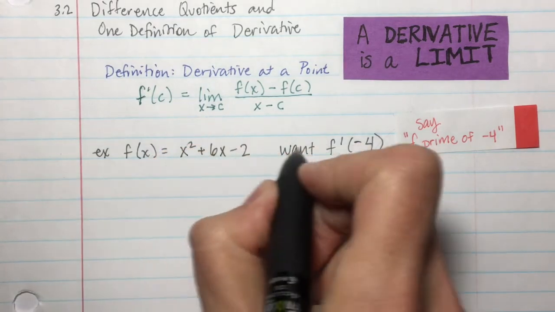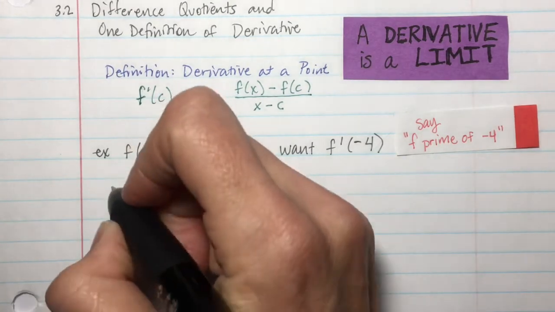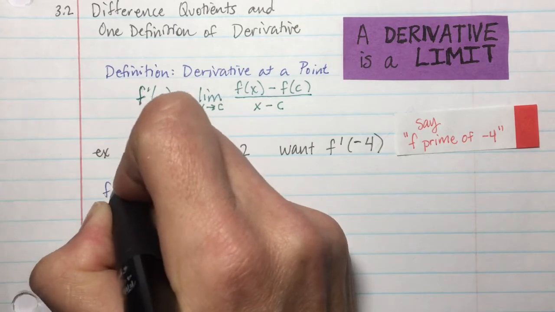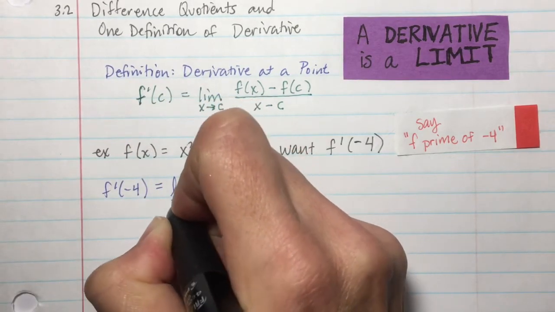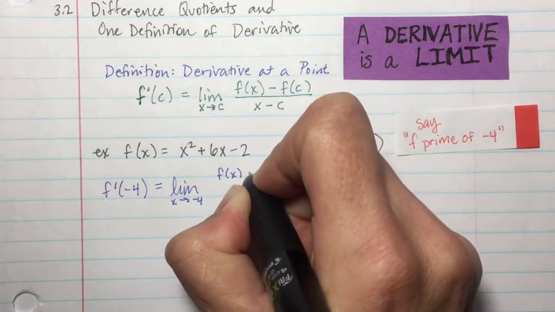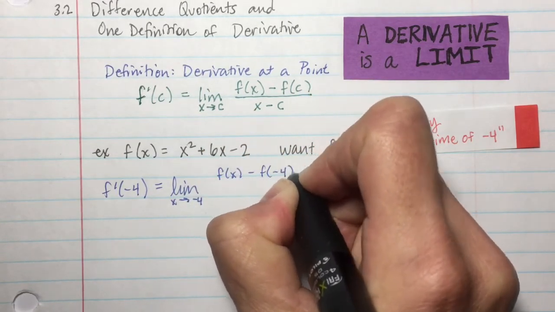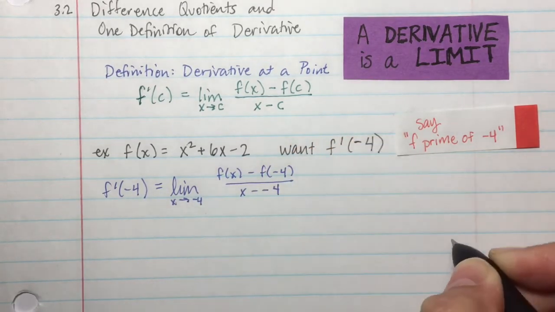So let's see this in action. We have this parabola here. We're looking at the slope at negative 4. So to find f prime of negative 4, we want the limit as x approaches negative 4 of f of x minus f of negative 4 divided by x minus negative 4.